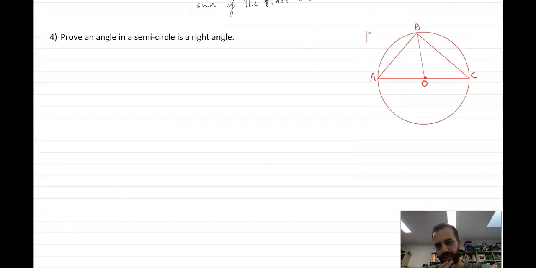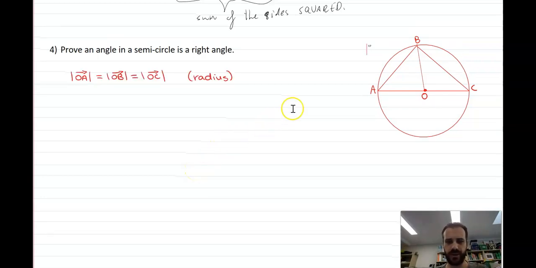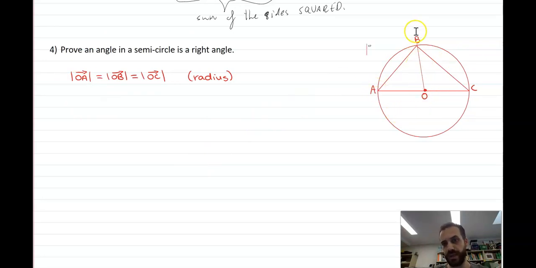A little hint, I'm going to draw in another little line here from OB. All right, so I'm going to make some vectors here. Let's get started. From the get-go, I can say one thing for certain. The magnitude of vector OA is equal to the magnitude of vector OB, which is equal to the magnitude of vector OC, because they're all radiuses. Now, they're not equal vectors. It's just their magnitudes that are equal.